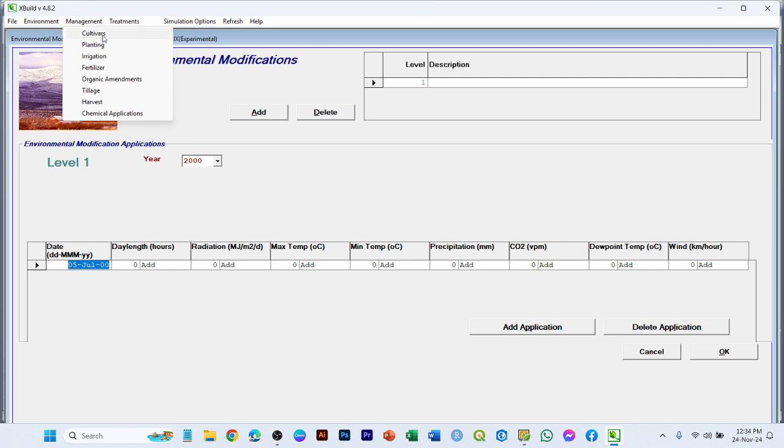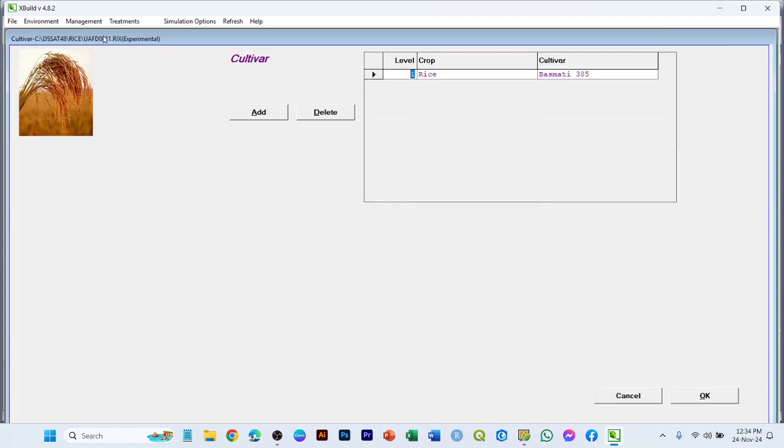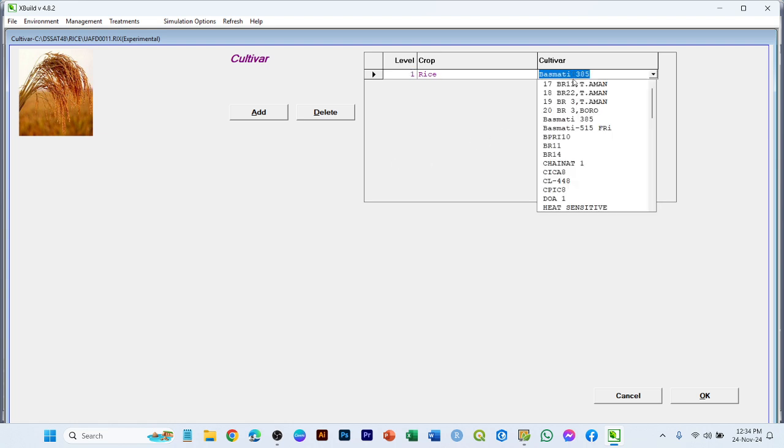First, cultivar. If you have multiple crops or multiple cultivars, then you have to mention them. For example, in my case there were 3 cultivars, and I mentioned 3 cultivars over there, but in this experiment, only 1 cultivar is there. So they have mentioned only 1 cultivar. Okay, got my point? Yes, sir. You have to speak.